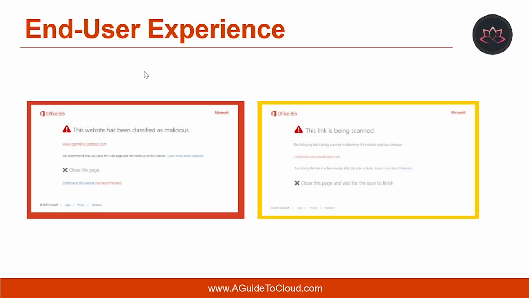Let's have a look at the end user experience on both Safe Links and URL detonation. When the user clicks a link in the email and the target website is subsequently identified as malicious, the Safe Links process automatically warns the user. At a high level, this is how it looks.